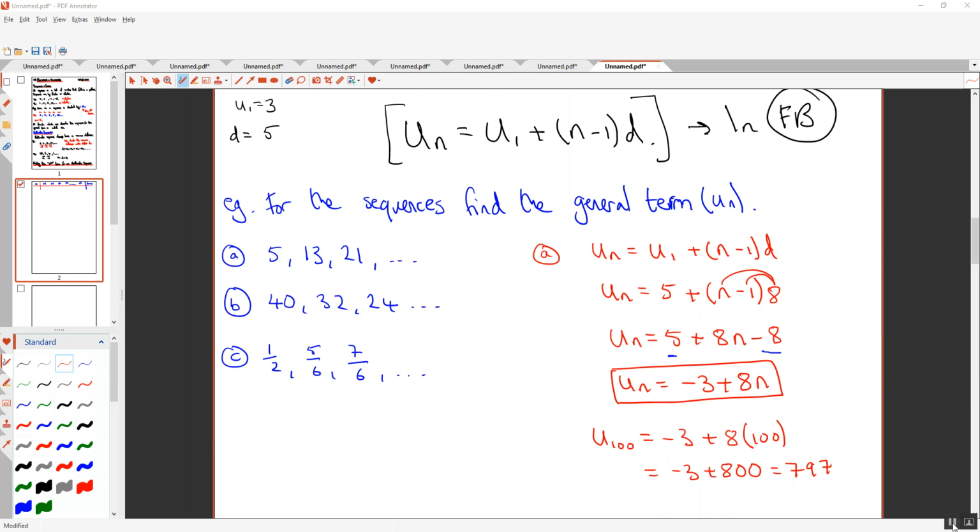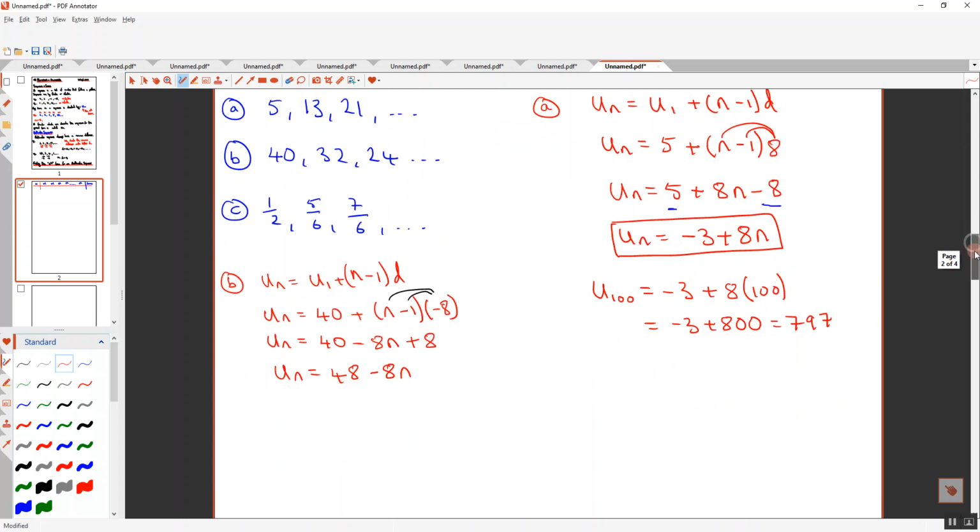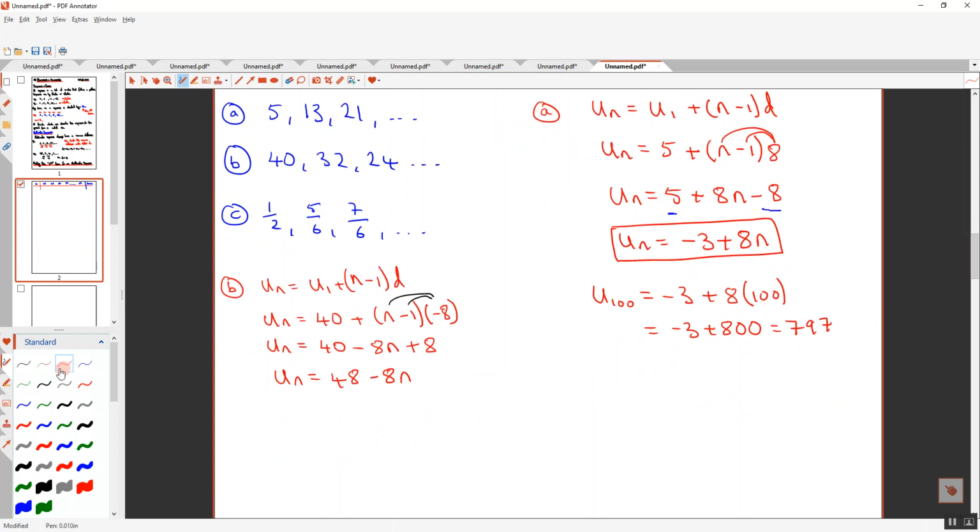The B was hopefully not too bad. The thing to remember is that when you're multiplying this out, it's -8 multiplied by these things. So it's -8 multiplied by n, which is -8n. Negative times a negative is a positive, so it becomes +8. So my final one is 48 minus 8n. Good. Right, now for the last one, don't let yourselves get all flustered by fractions.